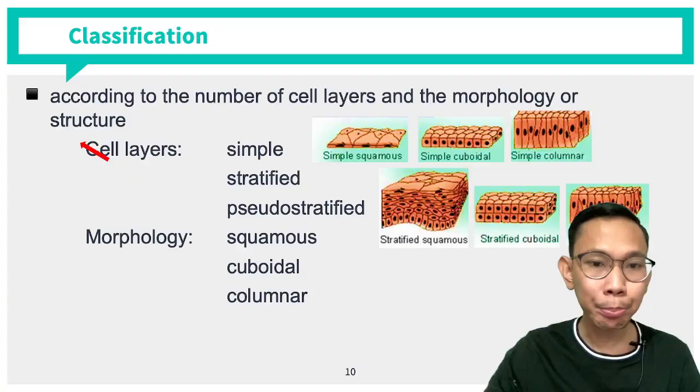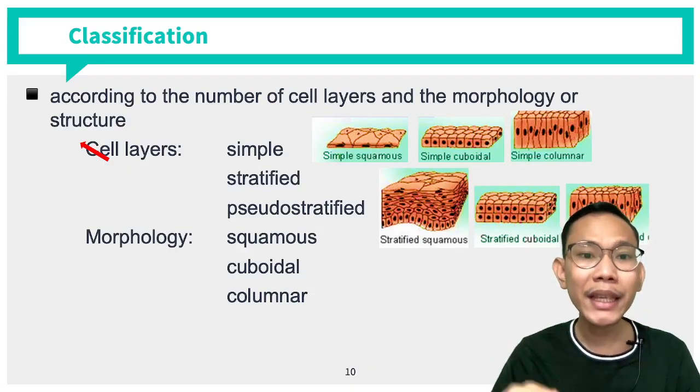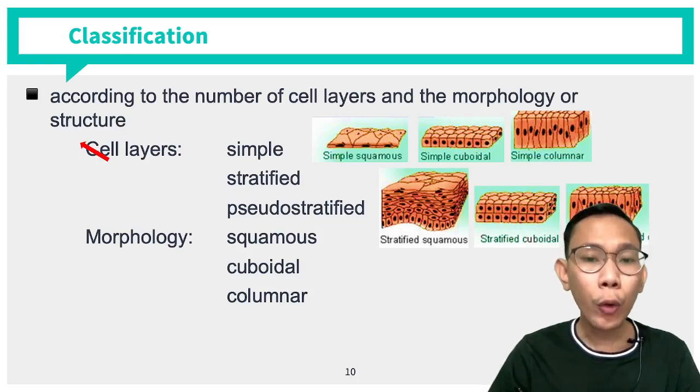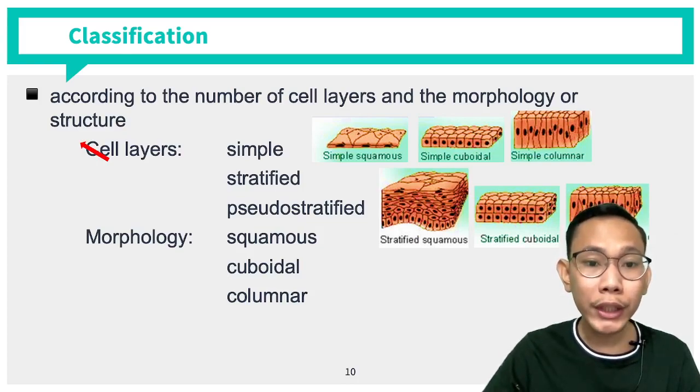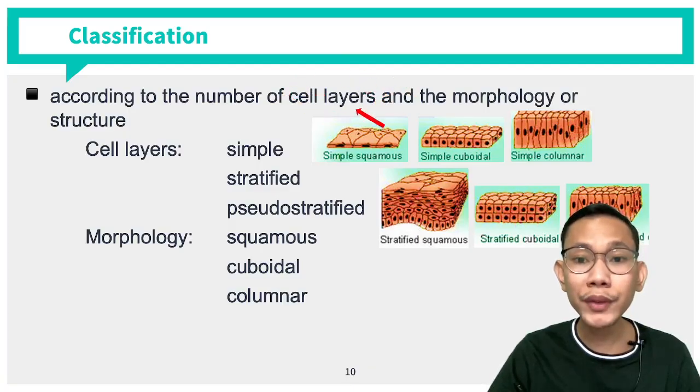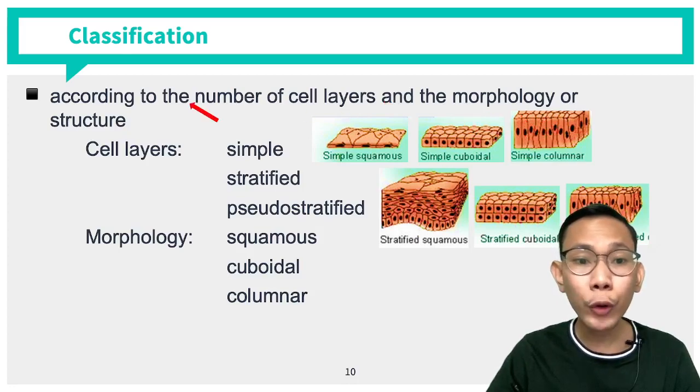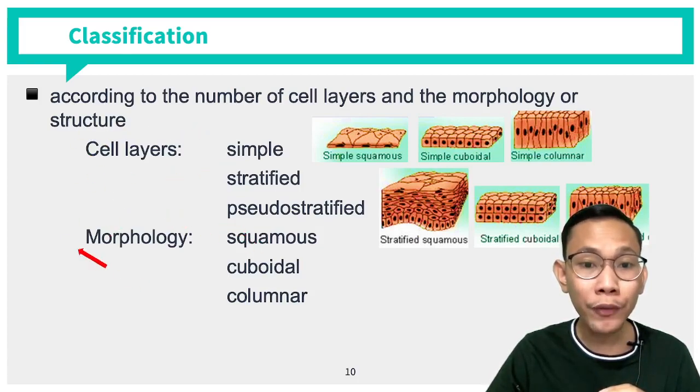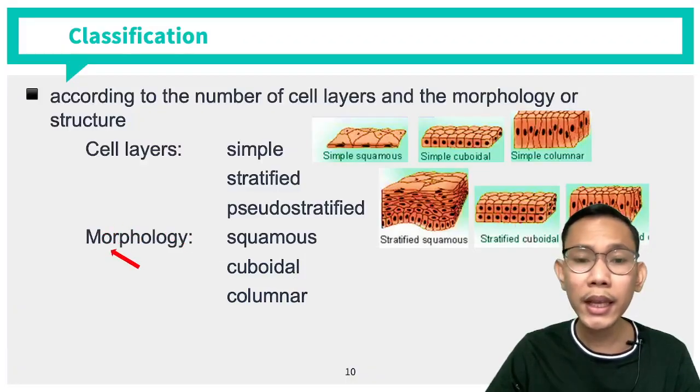In terms of classifying our epithelium, it is classified according to the number of your cell layers and morphology or structure. Again, classifying our epithelium will be based on your cell layers and morphology. When we say cell layers, it could either be simple, stratified, or pseudostratified. When we say morphology, or the shape of the cell, it could be squamous, cuboidal, or columnar.